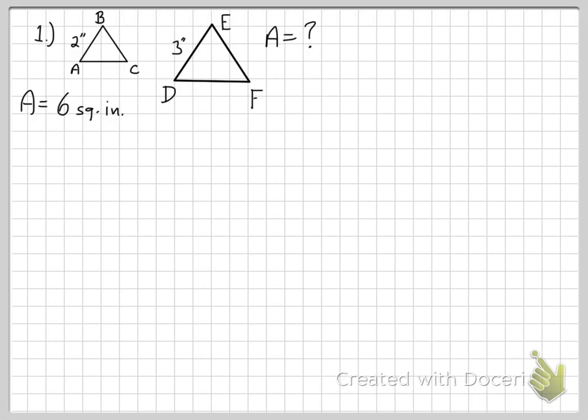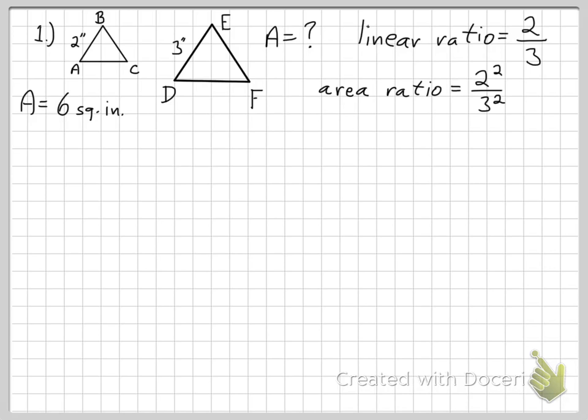Okay, these problems can only be done with similar polygons. So they are similar triangles. And let's talk about the linear ratio first. The ratio of this triangle to this triangle is 2 to 3, 2 over 3. So the linear ratio is 2 to 3. So what then would be the ratio of their areas? The ratio of their areas is not 2 to 3. It's 2 squared over 3 squared. Remember, you need to square them. And that's going to be 4 over 9. So the area ratio is 4 to 9.